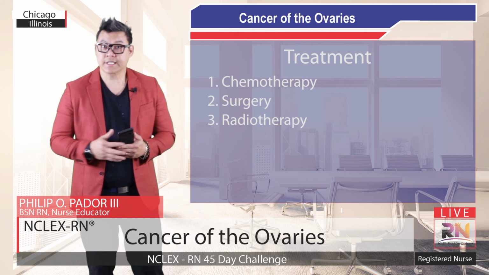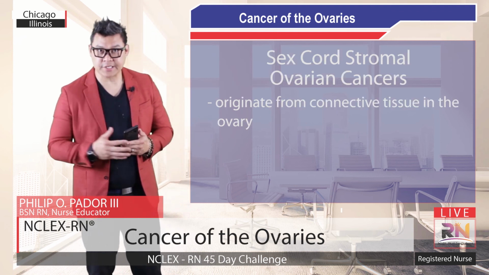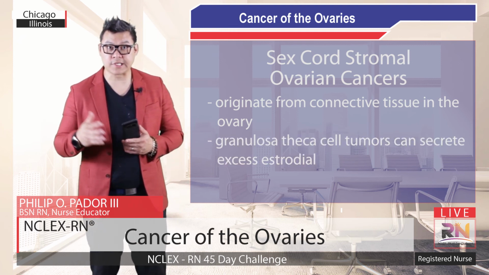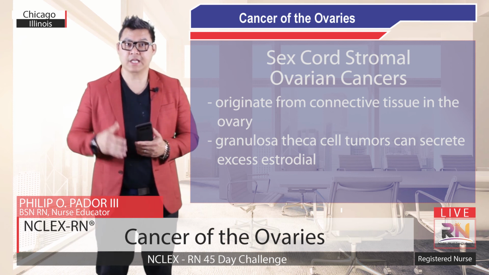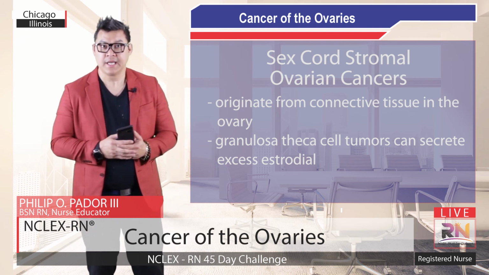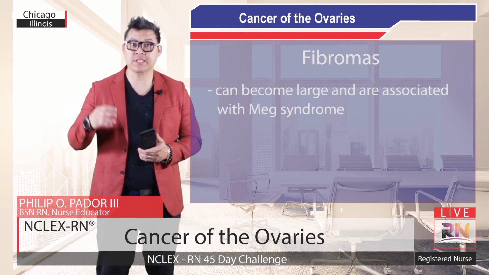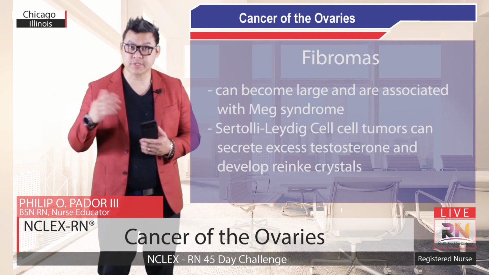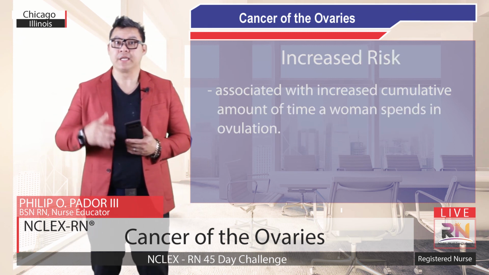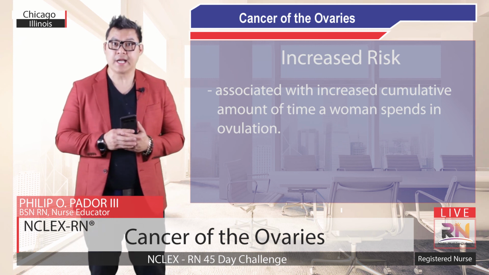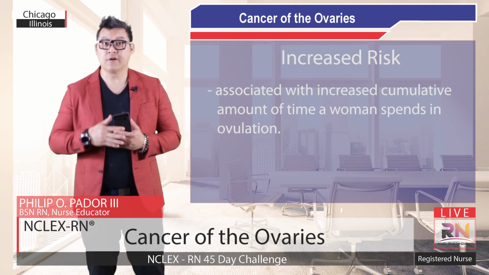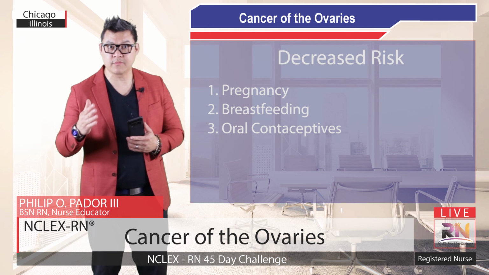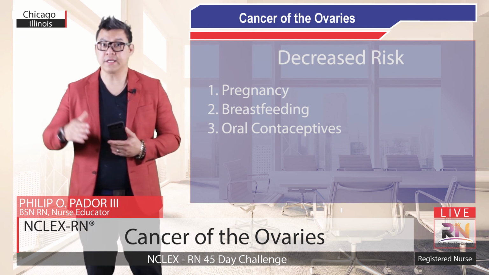Alright, as a quick recap, sex cord stromal ovarian cancers originate from the connective tissues in the ovaries. Granulosa theca cell tumors secrete excess estradiol, as well as develop Exner bodies. Fibromas can become large and are associated with Meigs syndrome, and Sertoli-Leydig cell tumors can secrete excess testosterone and develop Reinke crystals. Increased risk for developing ovarian cancers is associated with an increased cumulative amount of time a woman spends in ovulation, and therefore decreased risk is associated with pregnancy, breastfeeding, and oral contraceptives.